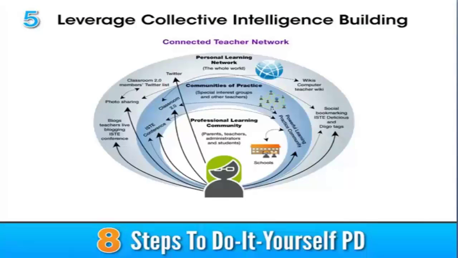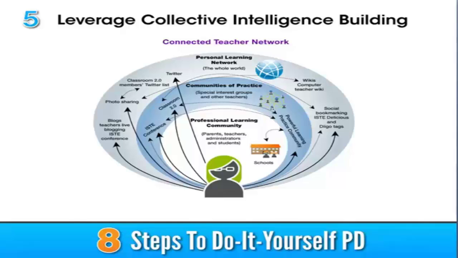The fifth step in developing an online network and becoming a connected educator is understanding how to leverage collective intelligence building. There's really this three-pronged approach. There's the personal learning network we were just discussing, and that's where you're going to go out globally. You're going to find people that know something about what you're interested in. I'm going to go harvest great ideas, but then I need to do something with those ideas.